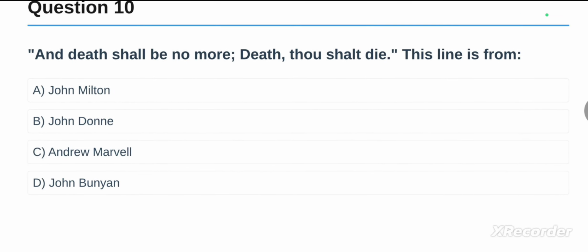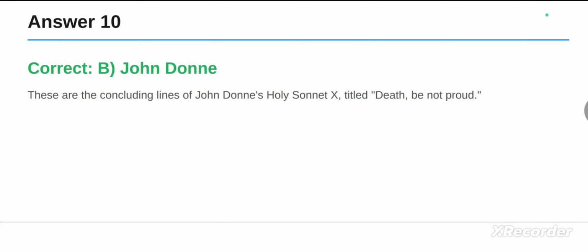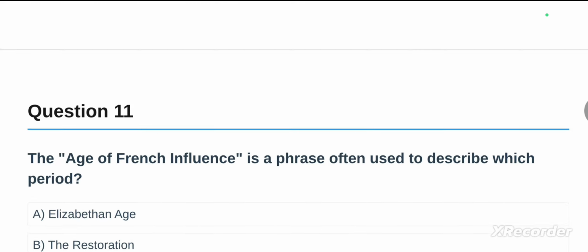Question number 10. And death shall be no more, death thou shalt die. This line is from? The answer is John Donne. These are the concluding lines of John Donne's Holy Sonnet 10 titled Death Be Not Proud. And you all know, in this poem, John Donne challenged death.